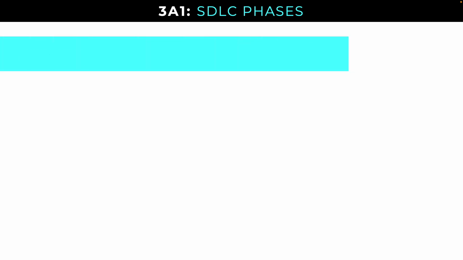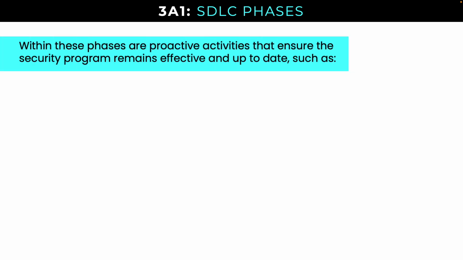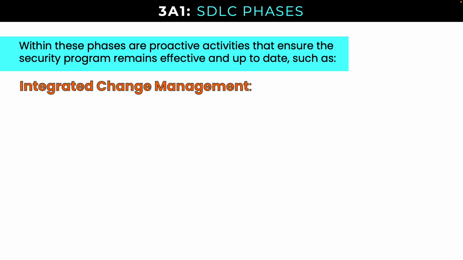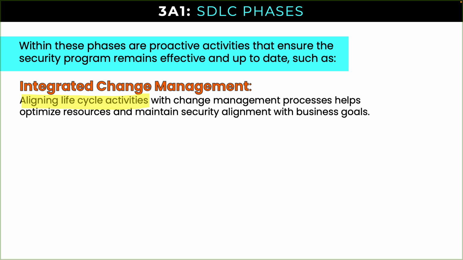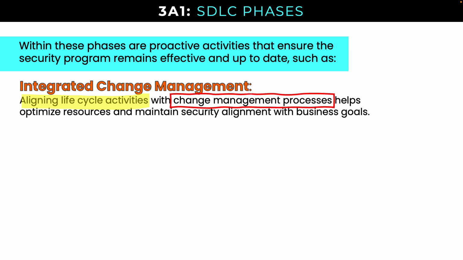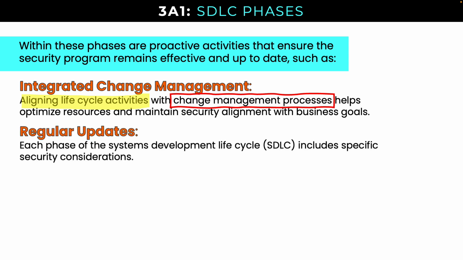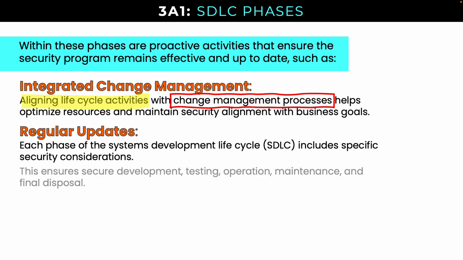So within these phases are proactive activities that ensure the security program remains effective and up to date. So this would include integrating change management, so aligning lifecycle activities with change management processes to ensure that changes are documented, that security is in the loop so they can conduct any tests to make sure that security controls remain effective. Regular updates. So each phase of the systems development lifecycle should include specific security considerations to ensure that we have secure development, testing, operation, maintenance, and disposal. So every phase is secure.